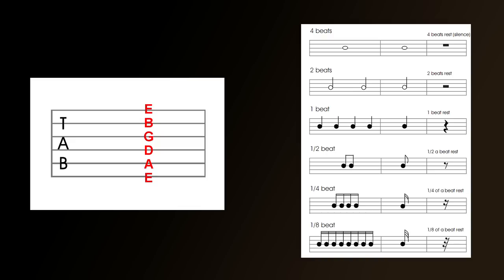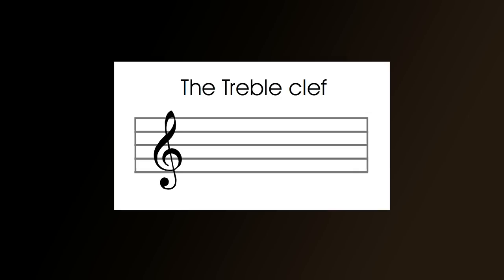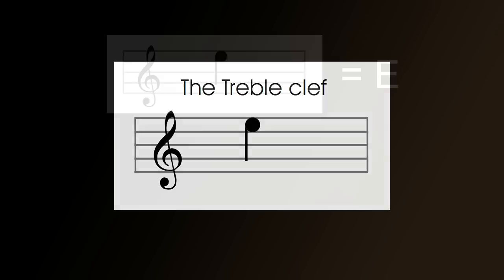Here we have the treble clef stave. The stave is made up of 5 lines and 4 spaces. And each line and space represents a note, or to be more clear, a pitch. So, if I was to put a note in the top space of the stave, that would be an E. Or, to relate it to a guitar, that would be the top E string, or the thinnest string on the guitar. Now, that seems straightforward enough, doesn't it?